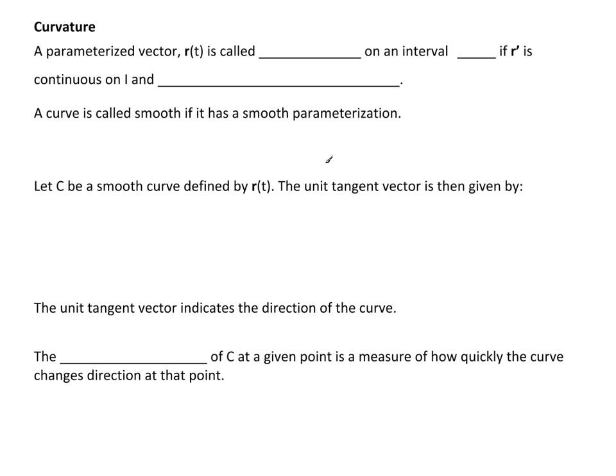Let's take a look at the idea of calculating curvature. Now, a parameterized vector r of t is called smooth on an interval I if r prime, the first derivative of the vector function, is continuous on I. This is an I, not an L. And r prime of t is not equal to the zero vector on that interval I.